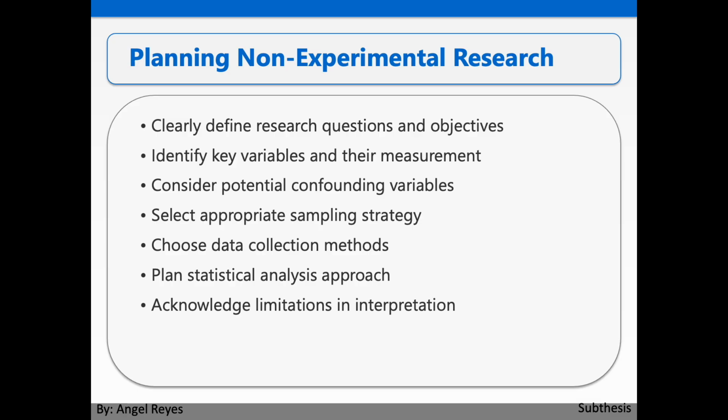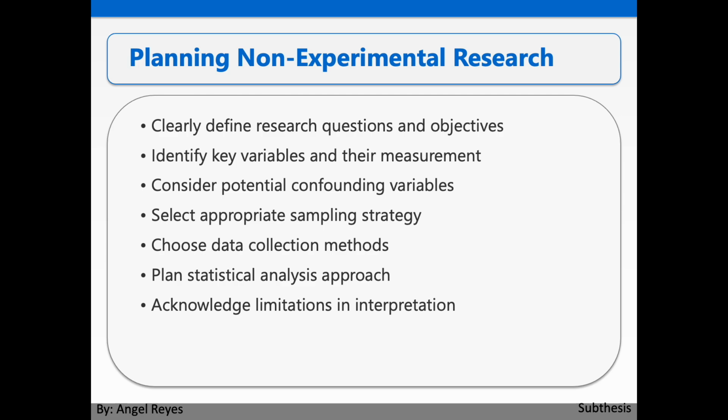This is crucial because you can't control these variables experimentally, so you need to measure them and account for them statistically. Fourth, select an appropriate sampling strategy. Your sampling approach will determine who your results apply to, so this decision is critical for the external validity of your findings. Fifth, choose appropriate data collection methods.